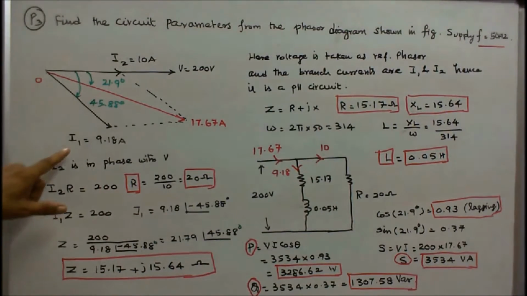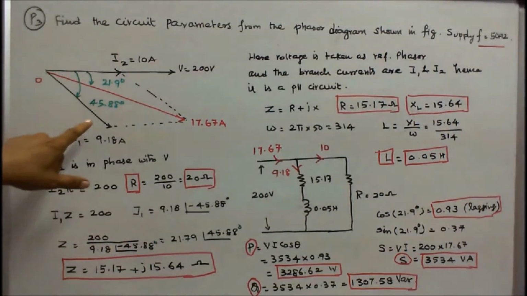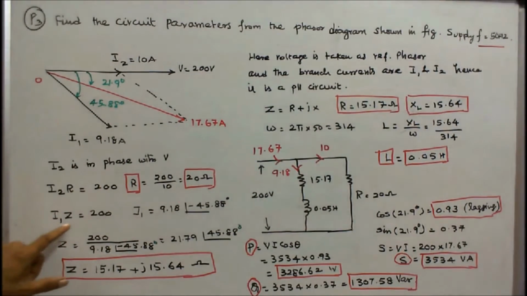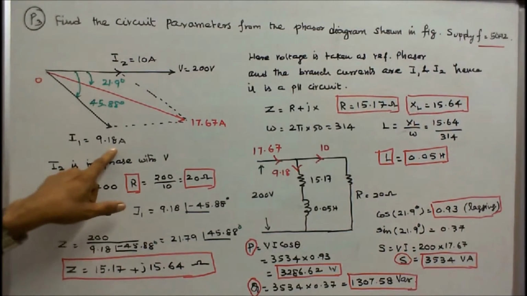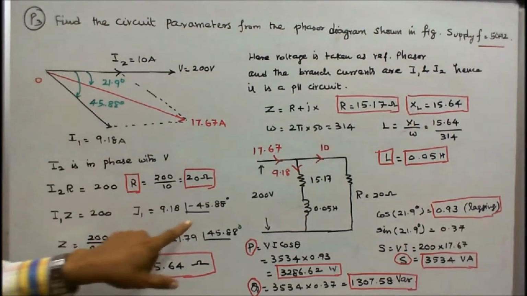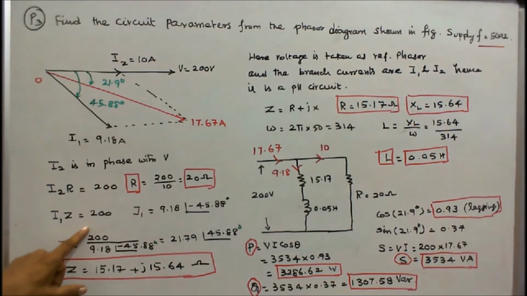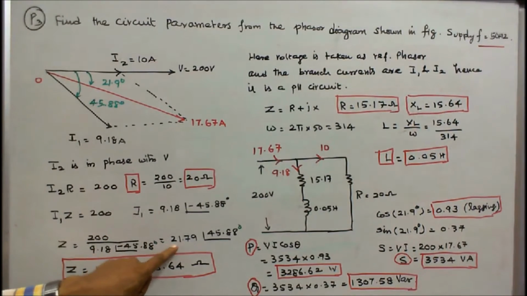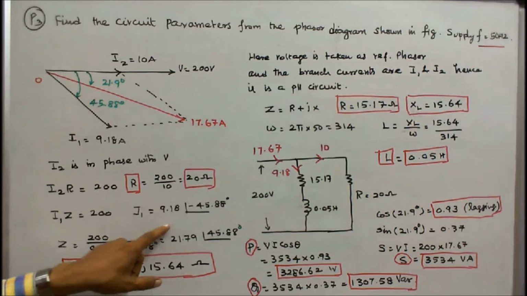Second is I1. Its magnitude is 9.18 amps. The angle is 45.88 degrees. I1 into Z is equal to 200. I1 is equal to 9.18 angle minus 45.88 degrees. I can find Z. Z is equal to 200 divided by 9.18 angle minus 45.88 degrees, that is equal to 21.79 angle plus 45.88 degrees, which is in polar form.